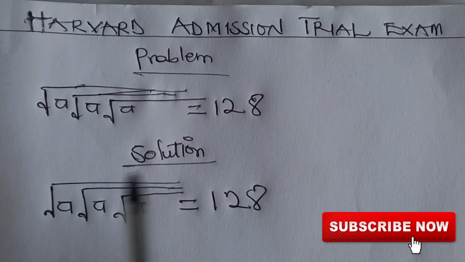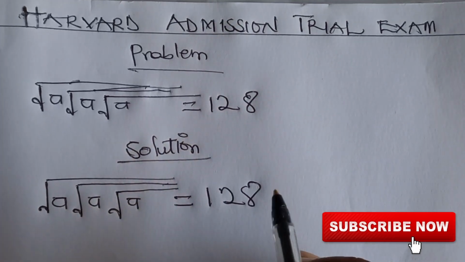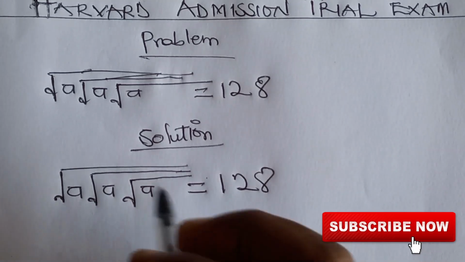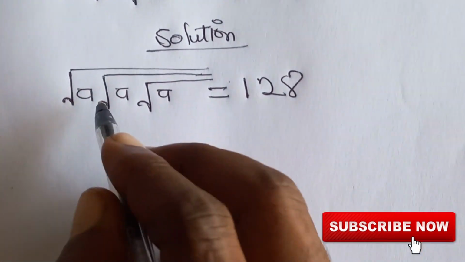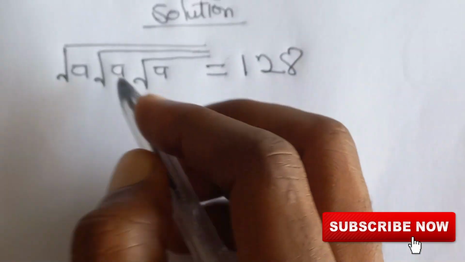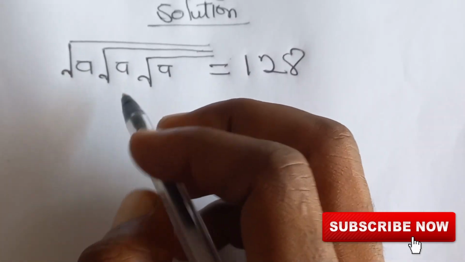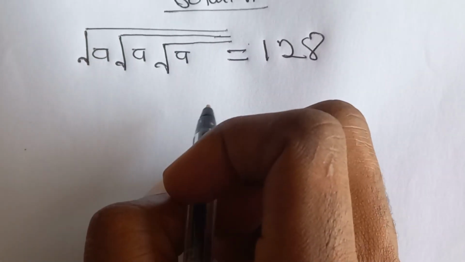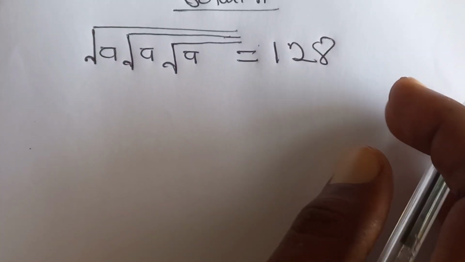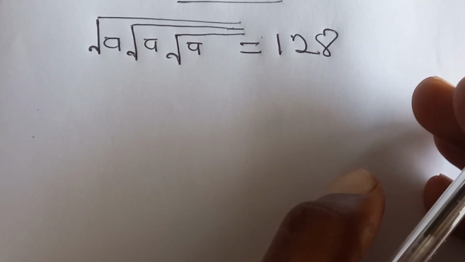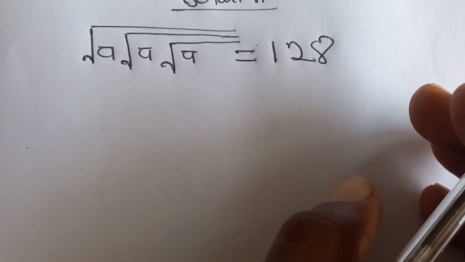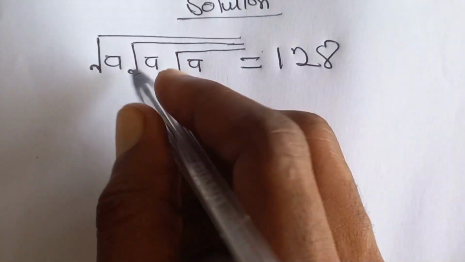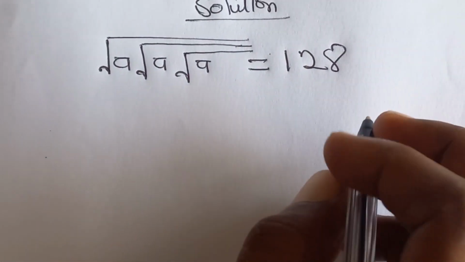So today we are looking at entrance exams, okay? So we have to solve this question. This is a radical on our left hand side, which is equal to 128. Today we are going to show you the simplest, easiest way to solve this type of question. Let's begin by separating these radicals.